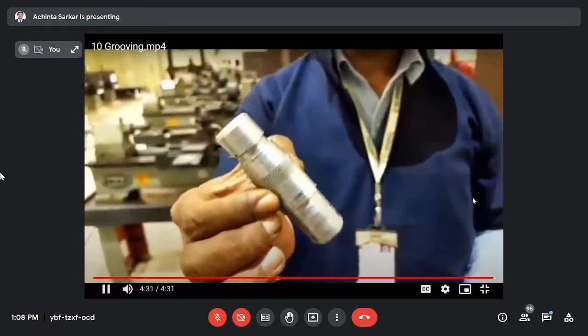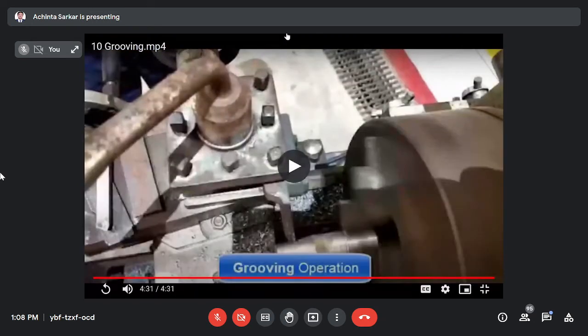Okay, thanks. So, students, your online experiment is over for this particular shop, which is the turning shop. Any doubt or any question? The last operation was the grooving operation.